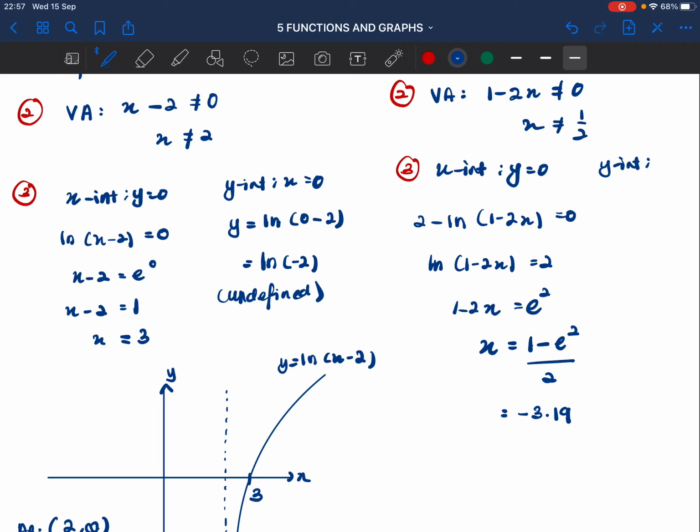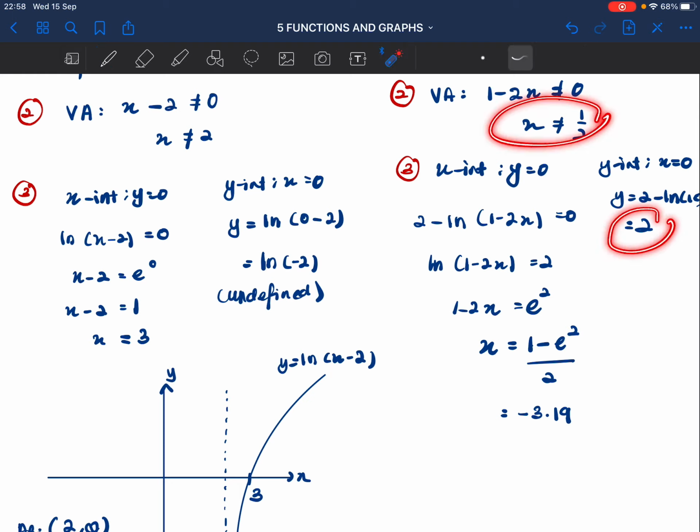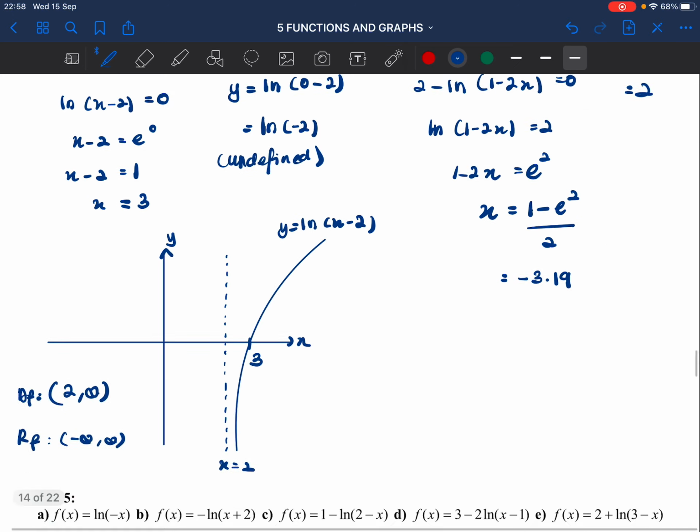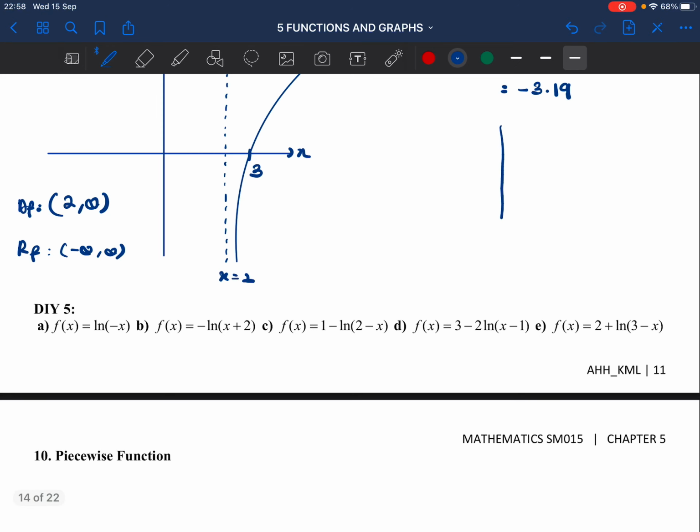Okay, next we are going to find y-intercept, which is when x equals to 0. So we will have y equals to 2 minus ln(1 minus 0), which is 2 minus ln 1, we are going to get 2. Okay, so we have everything that we want. We have our vertical asymptote, we have y-intercept, we have x-intercept. So let's sketch our graph.